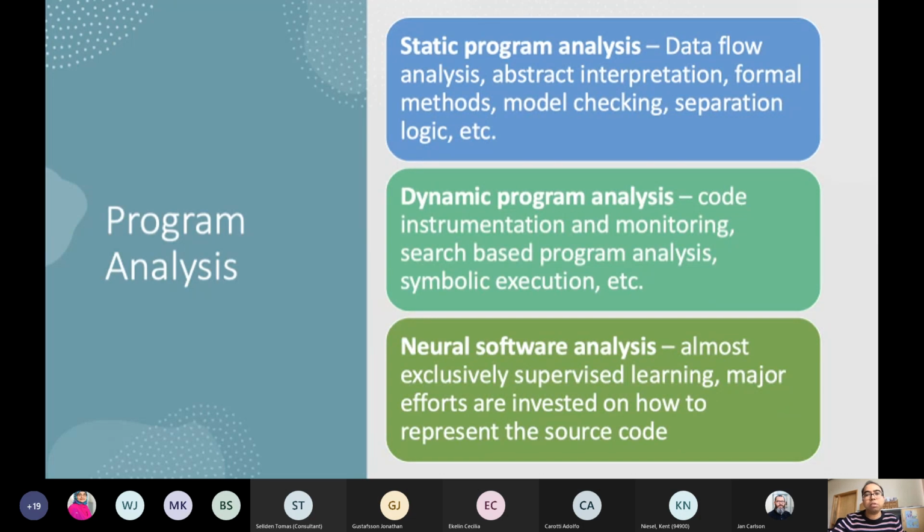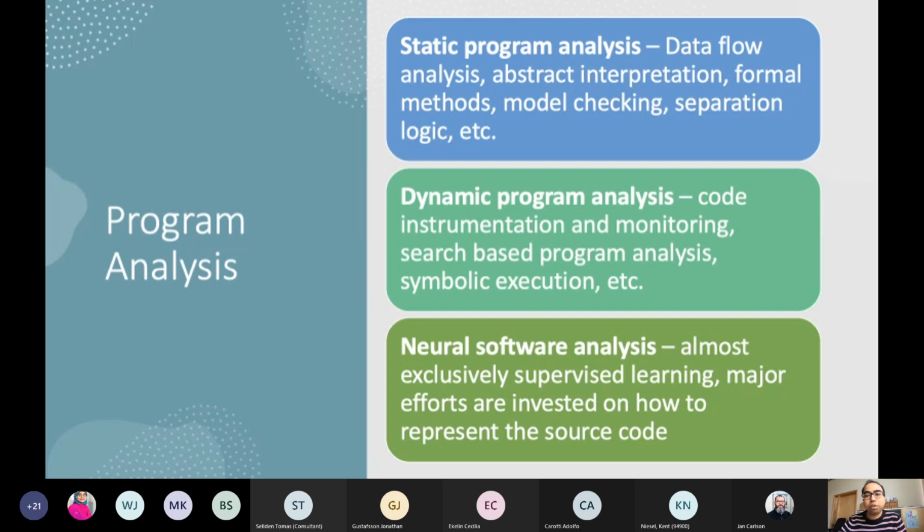Program analysis or software analysis can be categorized into three main classes. The first one is static analysis. It is a kind of analysis which infers program properties without executing the code. Typically, program properties are inferred from a mathematical model of the code, capturing well-defined program semantics. Static program analysis is now much more mature and is being deployed in the industry. Some examples are data flow analysis, abstract interpretation, formal methods, model checking, separation logic, and so on.